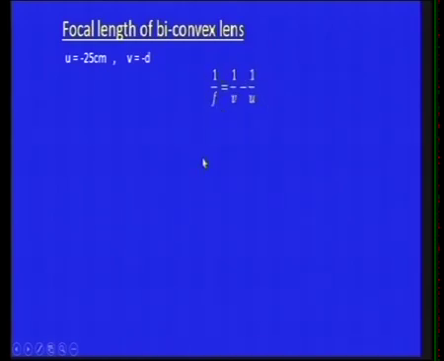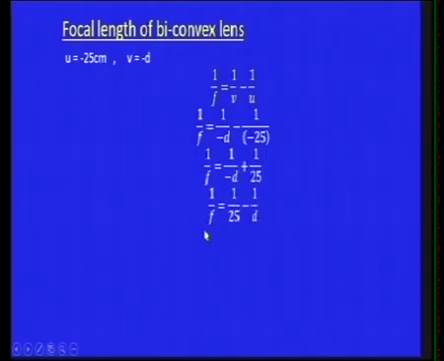This is the lens formula, 1 by f equal to 1 by v minus 1 by u. Substituting all the values, 1 by f equal to 1 by minus d minus 1 by minus 25. Now minus into minus becomes plus, so 1 by f equal to 1 by 25 minus 1 by d. Then 1 by f equal to (d minus 25) by 25d. Then f equal to 25d by (d minus 25). So this is the formula for calculating the focal length of the biconvex lens.